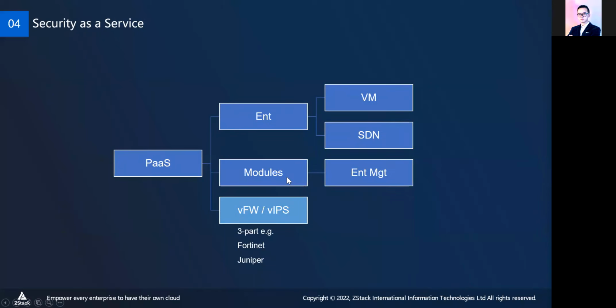Then it's security as a service. But for ZStack, we only provide two security features. One is a built-in stateless firewall, and the other is security groups. We only provide these two security features. But if you want to use a virtual firewall or a virtual IDS or IPS, you must integrate with some third-party solutions like Fortinet or Juniper, or even some open source solutions like OPNsense.